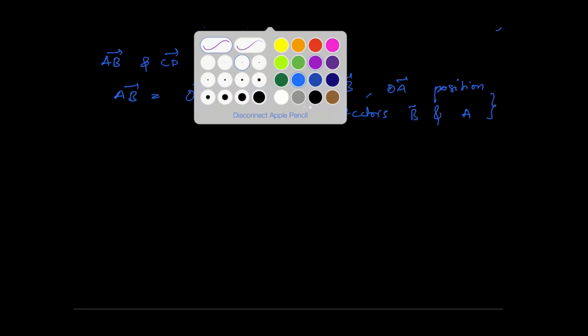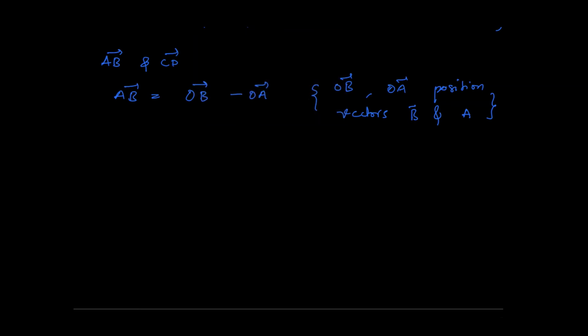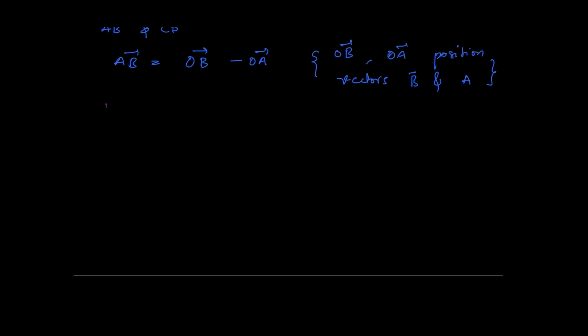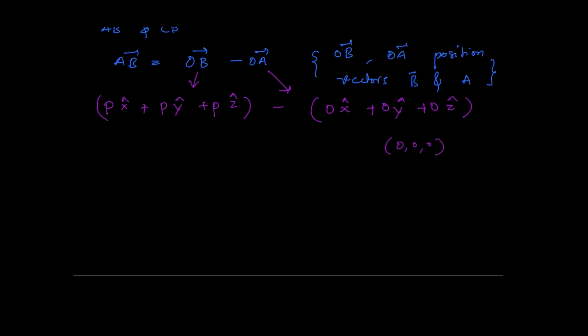So as a consequence, we will have OB, because OB is along AB, it means OB will be Px plus Py plus Pz. This is OB. And OA, because O and A are coinciding, we will have the point to be 0x, 0y and 0z. This follows from the result that origin has the coordinates 0, 0, 0. As a consequence, A also has the same coordinates, and hence the position vector is 0x plus 0y plus 0z.